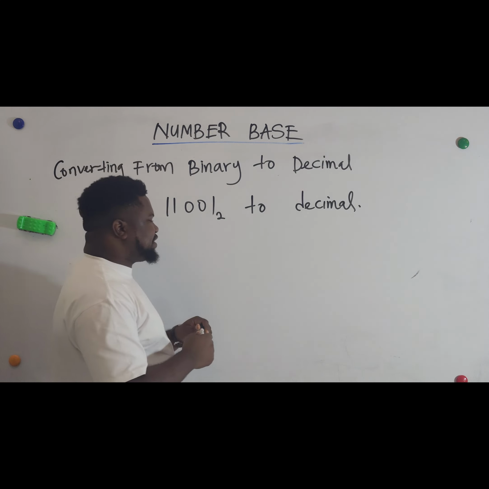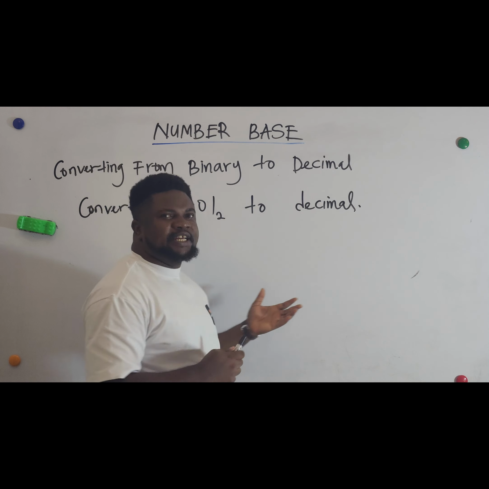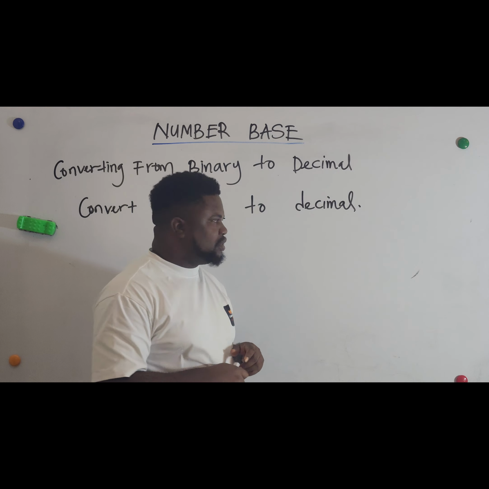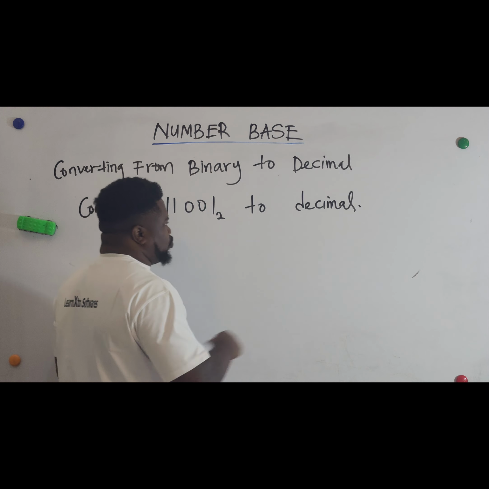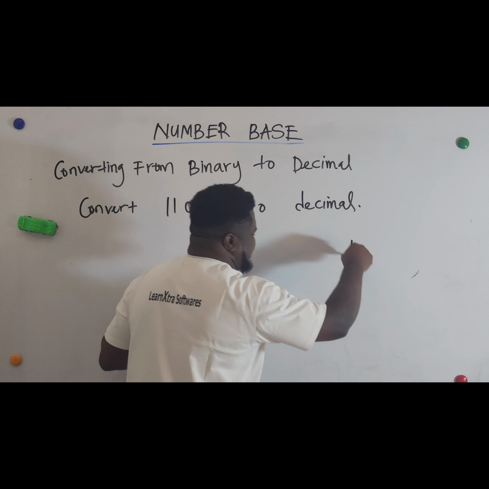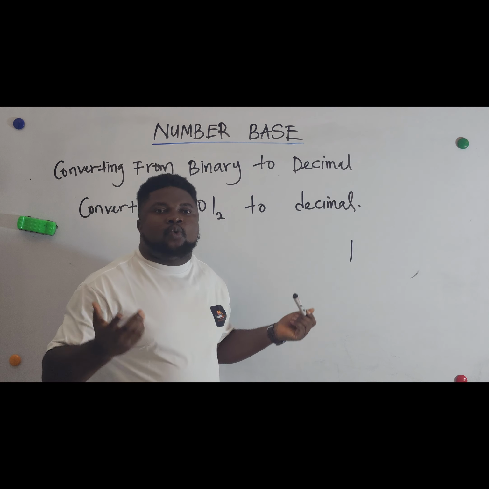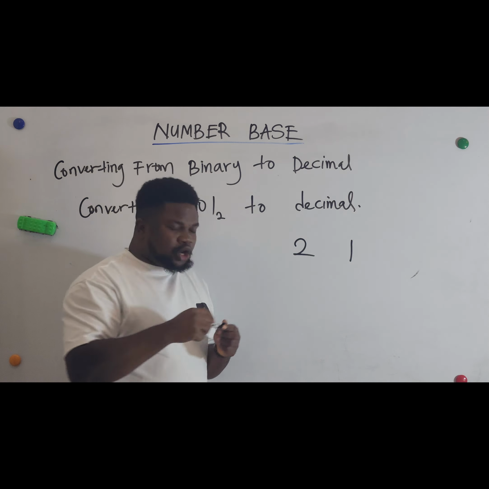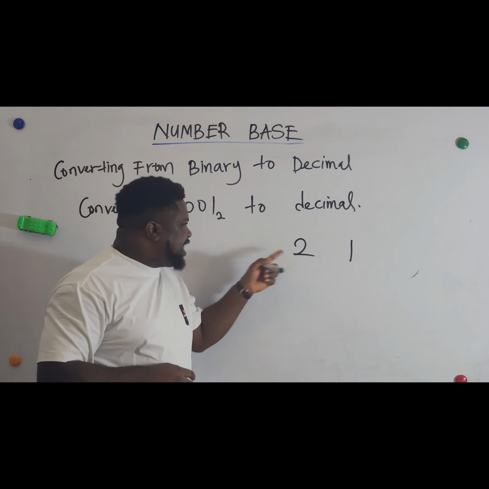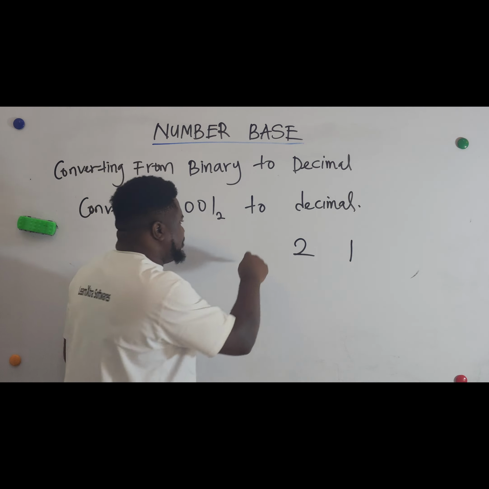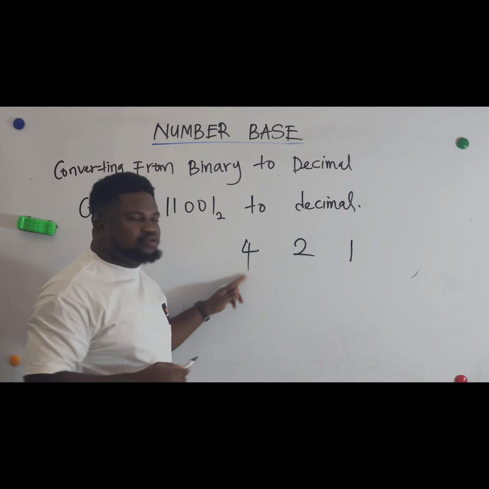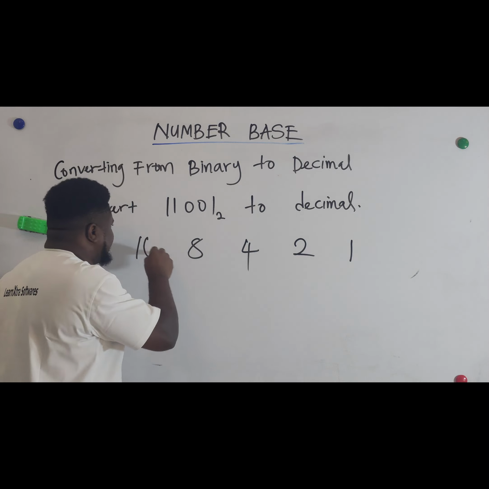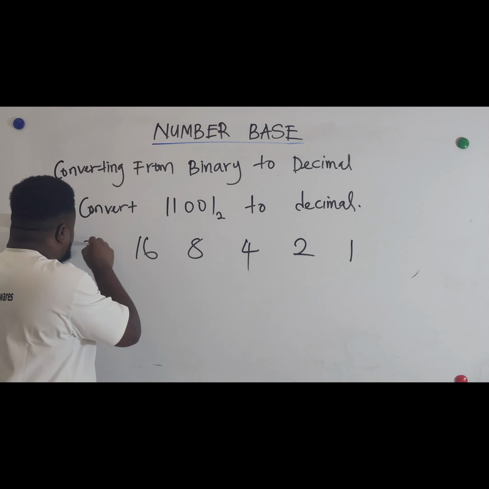You start first by listing your powers of 2. What do I mean by powers of 2? Watch this. Write 1 first. Now ask yourself, 1 times 2, what's the answer? 2. Yes. Go again. Ask yourself, 2 times 2. Answer, 4. 4 times 2, 8. 8 times 2, 16. Times 2, 32.